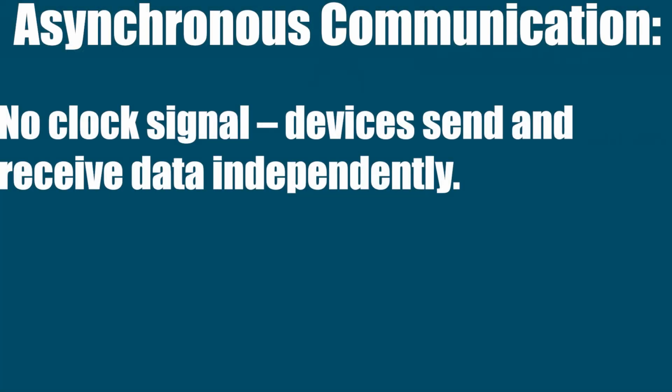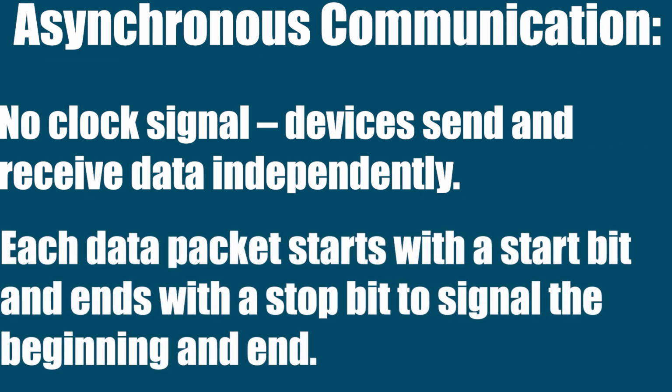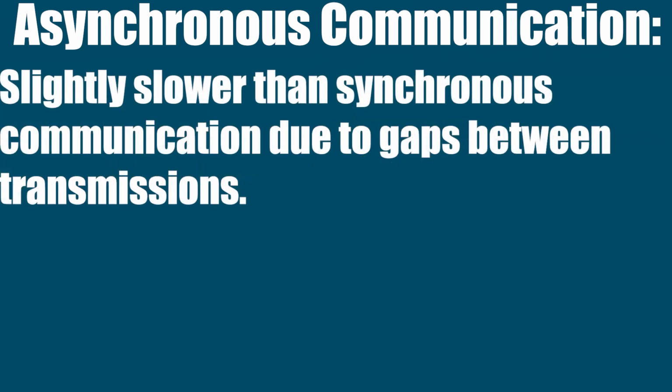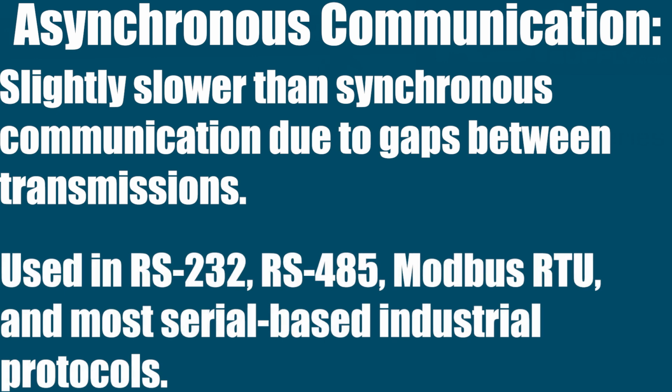For asynchronous communication, there's no clock signal. Devices send and receive data independently. Each data packet starts with a start bit and ends with a stop bit to signal the beginning and end. Slightly slower than synchronous communication because of the gaps between transmissions. Used with RS-232, RS-485, Modbus RTU, and most serial-based industrial protocols.